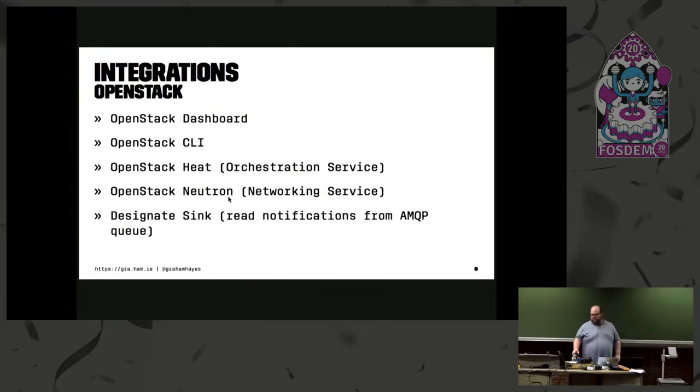We also have a separate plugin point, which is called Designate Sync. Sometimes systems don't necessarily have the logic to call out to Designate whenever something happens. So this can listen to an AMQP queue, and as messages come in, act on them. So we have a reference implementation that will just create DNS names for Neutron ports, but it's a really powerful extension point.